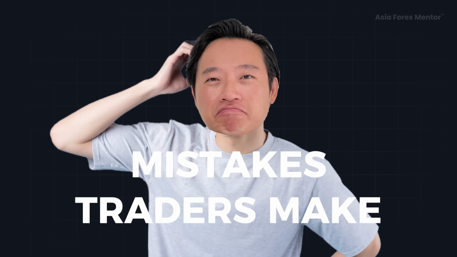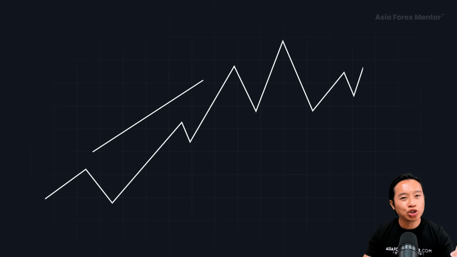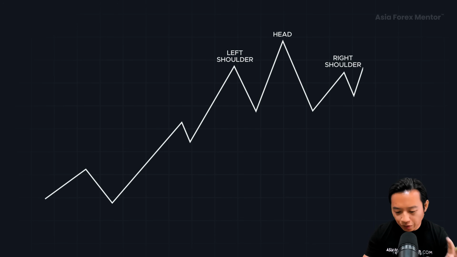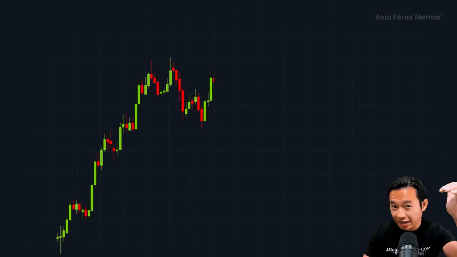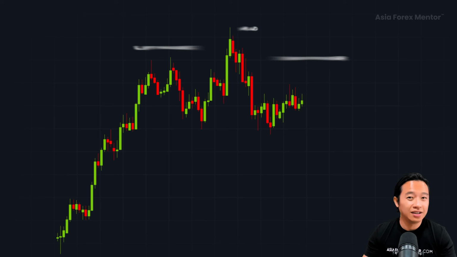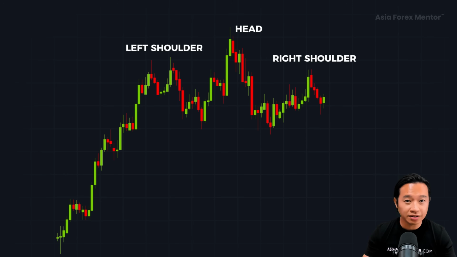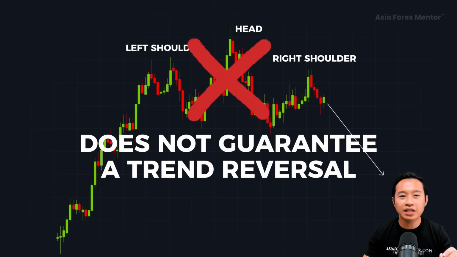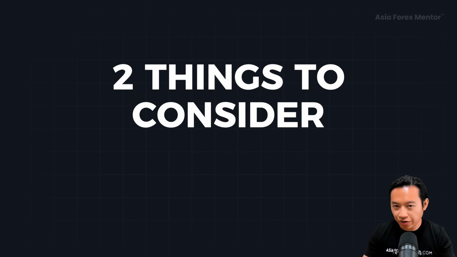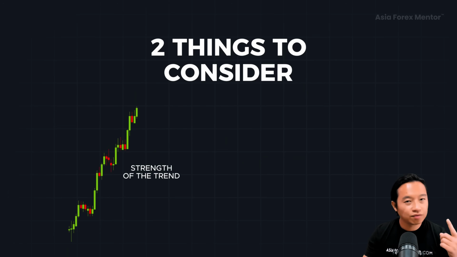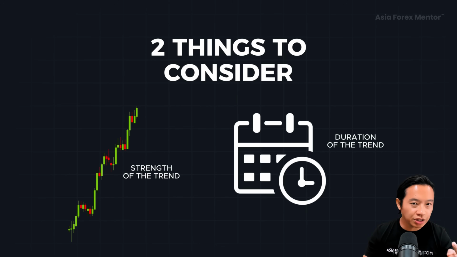The biggest mistake that traders often make when trading this pattern is that they think an uptrend will reverse just because they identify a head and shoulders pattern. Let me show you why. Let's say, for example, you have a trend where the prices are going up higher and higher. Just because you identify a head and shoulders pattern like this one here, the key point is that merely spotting a head and shoulders pattern does not guarantee a trend reversal. There are 2 things that you have to take into consideration. Number 1, the strength of the trend. The next one, the duration of the trend.